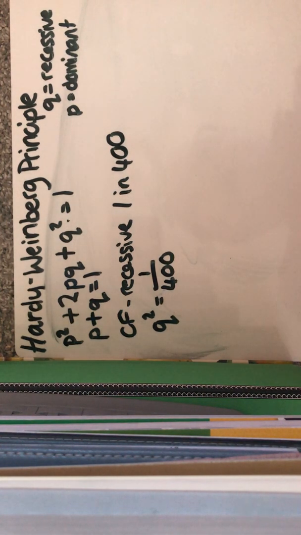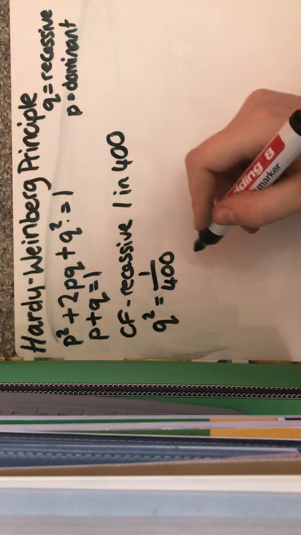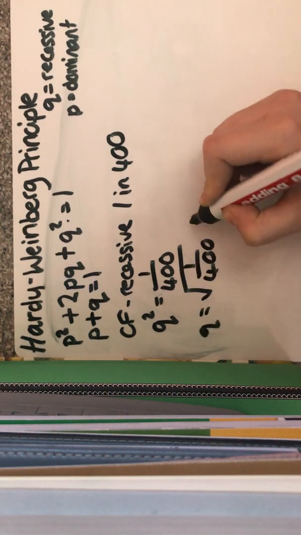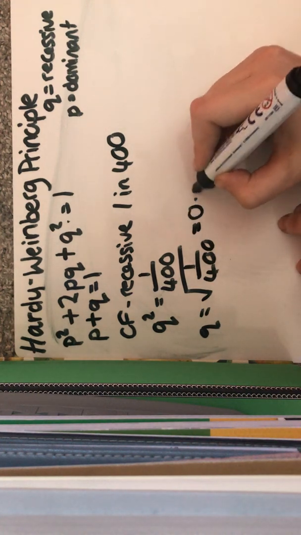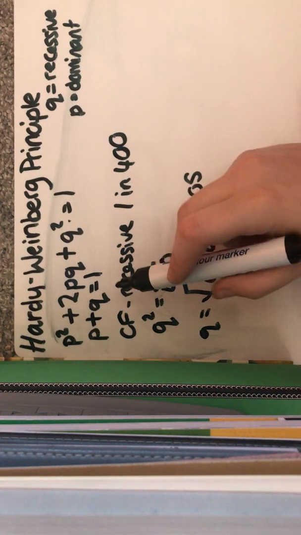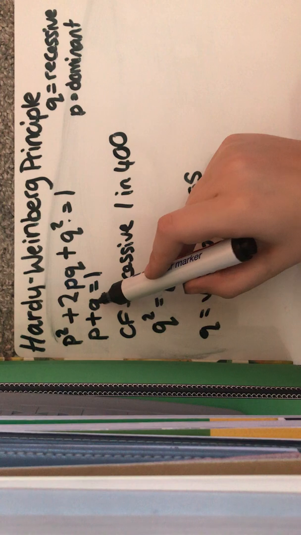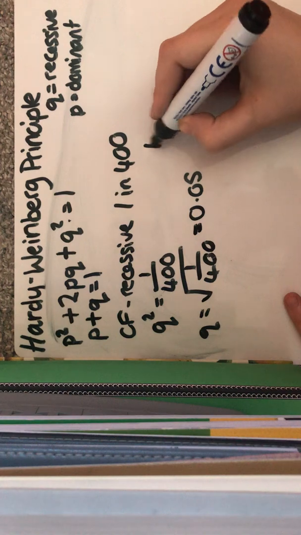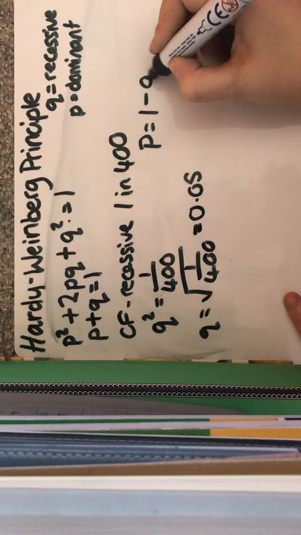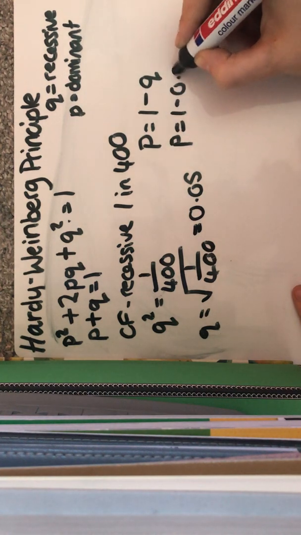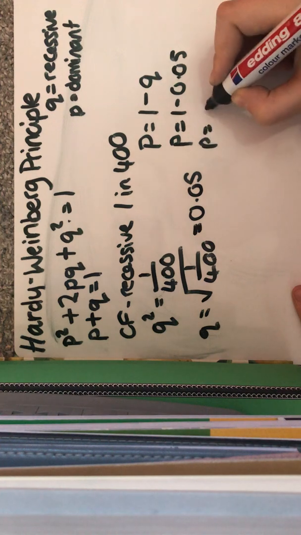So if we know that, then we can know what q equals, because we can square root this. So q equals the square root of 1 over 400. And that equals 0.05. And then we also know from this equation, we can substitute this into this equation, we can find what p equals. p equals 1 minus q if we rearrange that. So p equals 1 minus 0.05. p equals 0.95.